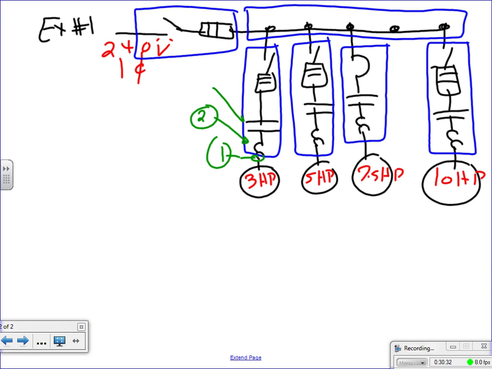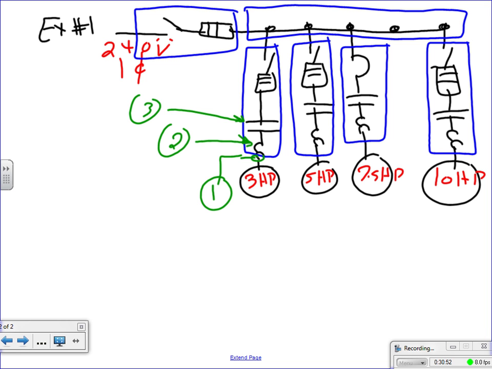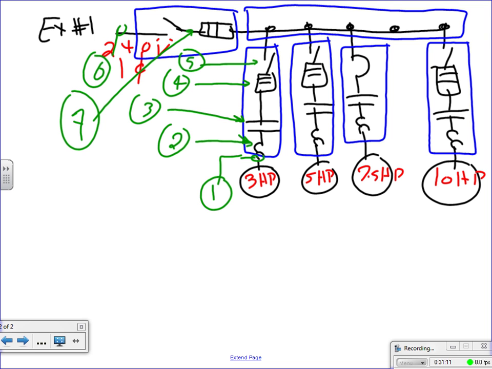My controller is right here, number three. Number four. So this one will be number one. This overload, number two. This will be controller number three. Overcurrent protection device number four. Number five is the disconnect. Number six is the conductor. Number seven is the overcurrent protection device for the system.